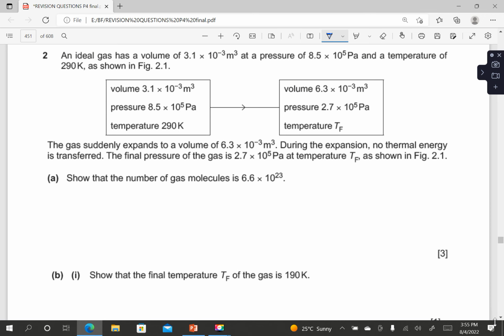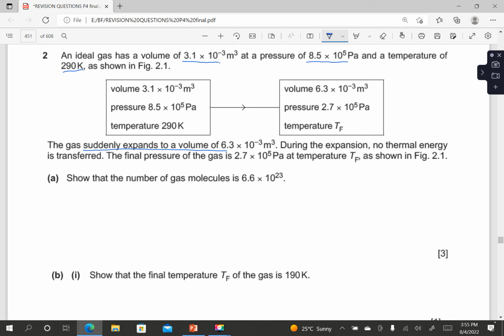An ideal gas has a volume of 3.1 times 10 power negative 3 at a pressure of 8.5 times 10 power 5 pascals and a temperature of 290 Kelvin, as shown in the figure. Volume, pressure, and temperature are given; the final temperature is labeled TF. The gas suddenly expands to that volume. That means there is no time for heat to enter or leave the system, because it suddenly expands.